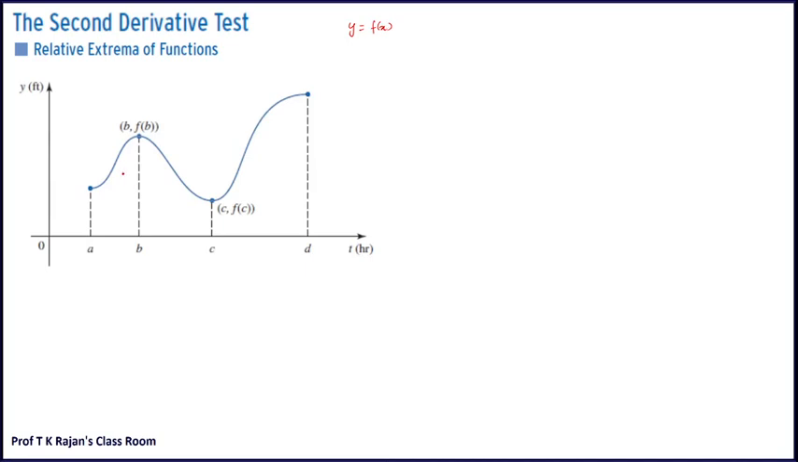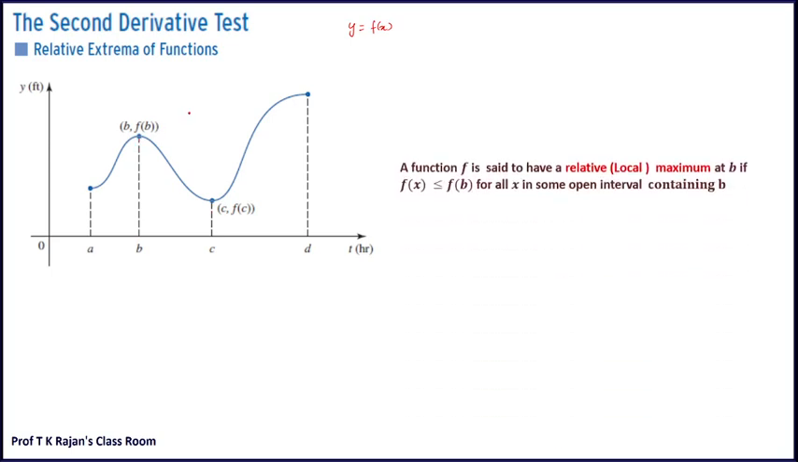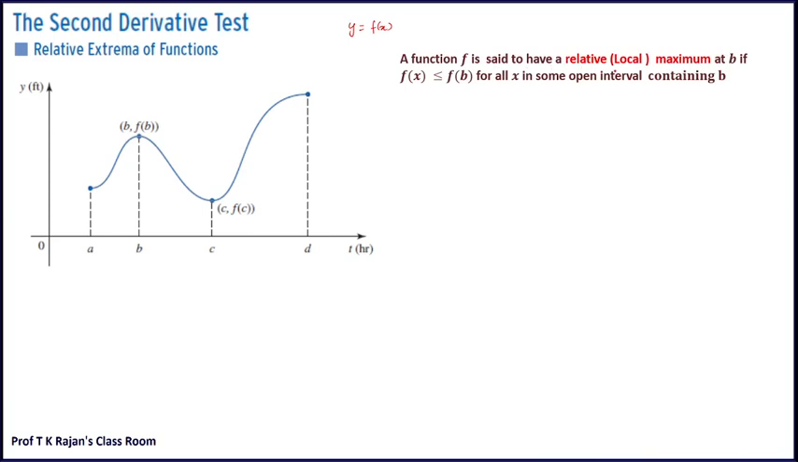See here, this function is having relative maximum at the point b and relative minimum at the point c. So when we say this point b is a point where this function has relative maximum: a function f is said to have relative maximum, also known as local maximum, at the point b if f of x is less than or equal to f of b for all x in some open interval containing b.